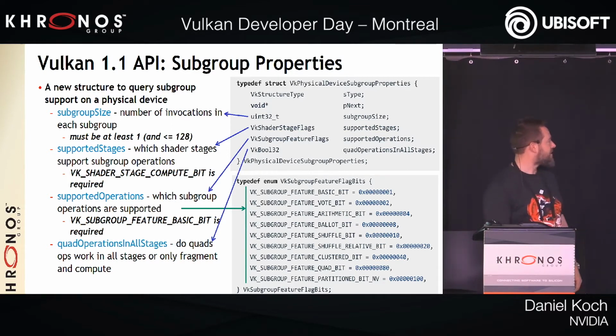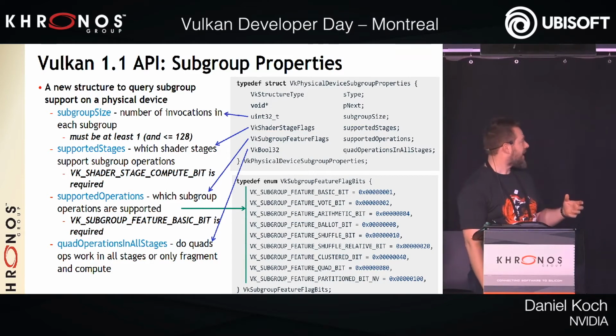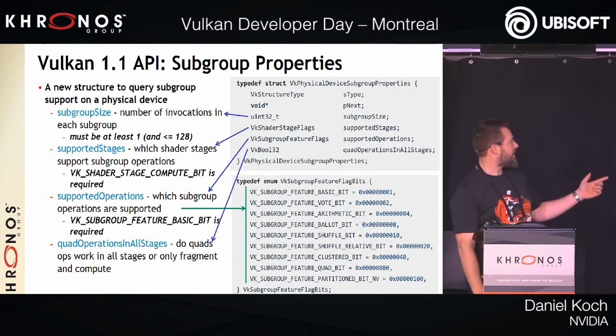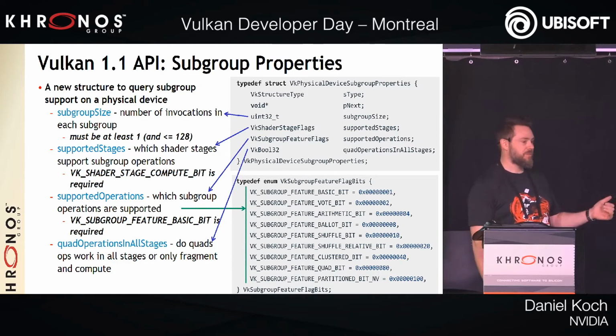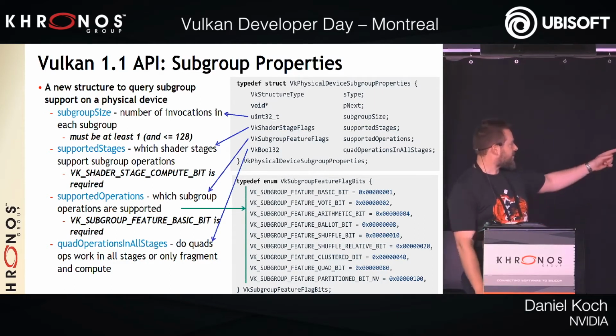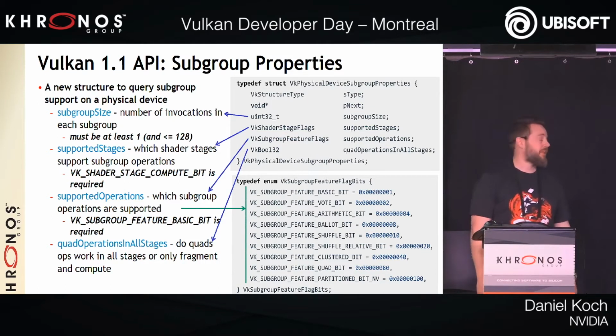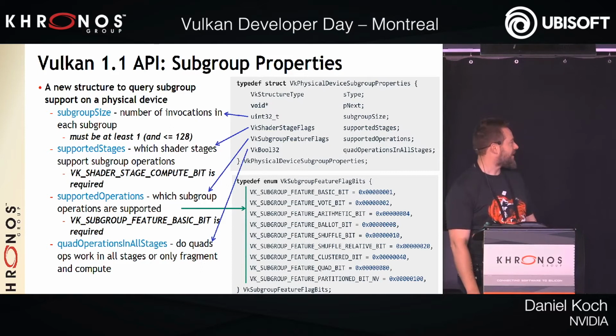You can query which stages are supported. They're optional, but they're supportable in all stages in Vulkan. Only the compute shaders are required, but they're also supportable in fragment, vertex, tessellation, geometry, etc. And supported operations, so there's a list of the operations there. There's a whole lot of them. I'll be going through what they all mean. That's basically what the rest of my presentation will be about, explaining how they work.